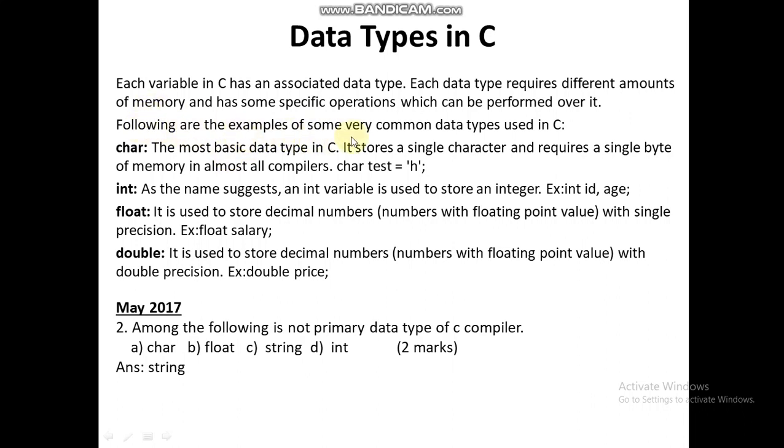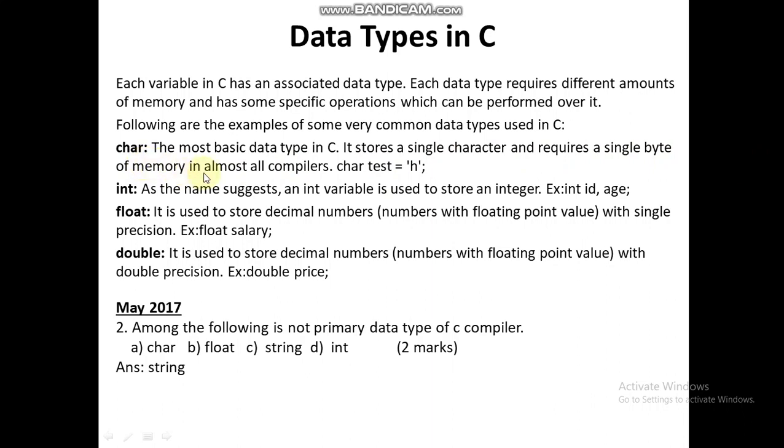Following are the examples of some very common data types used in C. Which are the common data types in C? One is char, then int, float, and double. The char data type is the most basic data type in C. It stores a single character and requires a single byte of memory in almost all compilers. It stores only one letter.